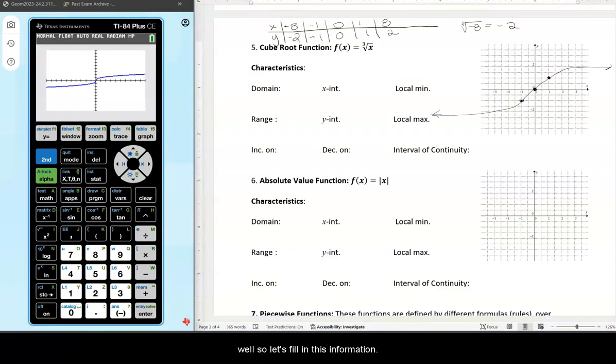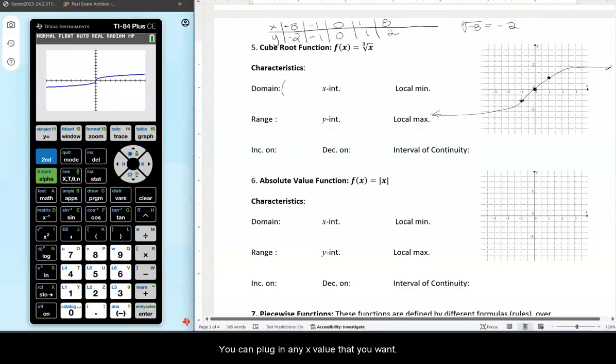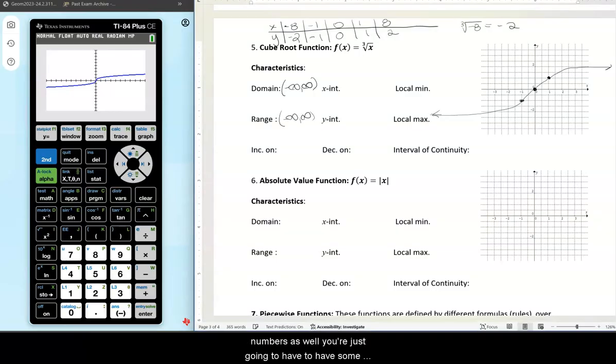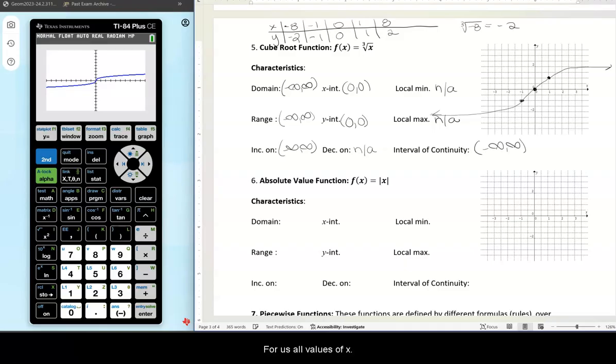So let's fill in this information. You can plug in any x value that you want, and the range will eventually work out to be all real numbers as well. You're just going to have some very large x values to get there. As we move from left to right, the function increases across its entire domain, which means it does not decrease at all. The x-intercept's at the origin, the y-intercept's at the origin. It does not have a local min, it does not have a local max, and it's continuous across all values of x.